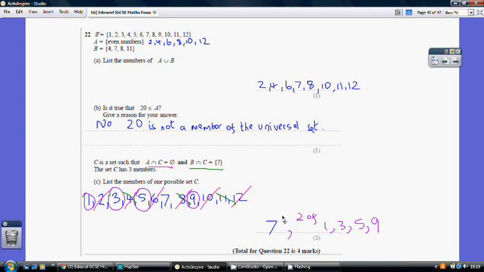So what numbers does that leave me with? Because we're being told the set C has 3 members. Well, it's definitely got 7 in it. And then we just need to choose 2 of the remaining numbers. So in here you can put any 2 of our 4 remaining numbers of 1, 3, 5 and 9.